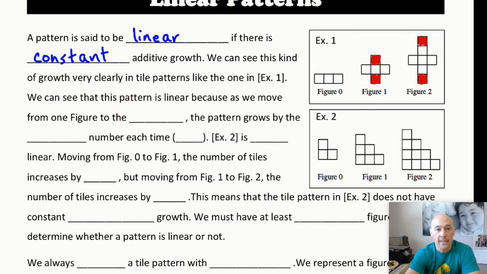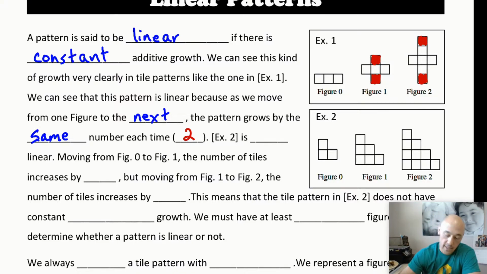We can see that this pattern is linear because as we move from one figure to the next, the pattern grows by the same number each time. In this case, it's 2, the 2 there in red. Actually, let me make that red so that you can see where that is coming from.